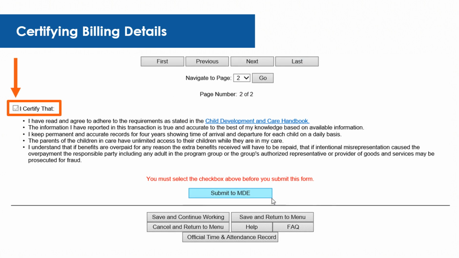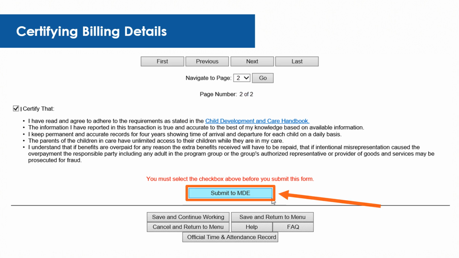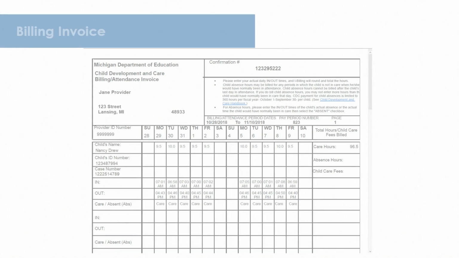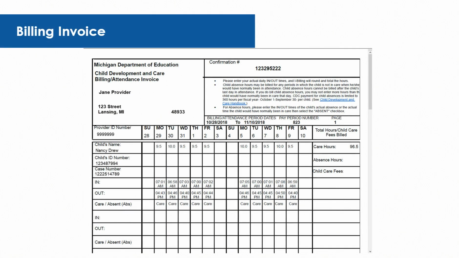Once you have certified your billing, click on Submit to MDE. A pop-up will display in iBilling letting you know your billing has been submitted and your billing invoice is ready to be viewed. Click OK to continue. Your billing invoice will display in a different window or tab depending on your web browser.